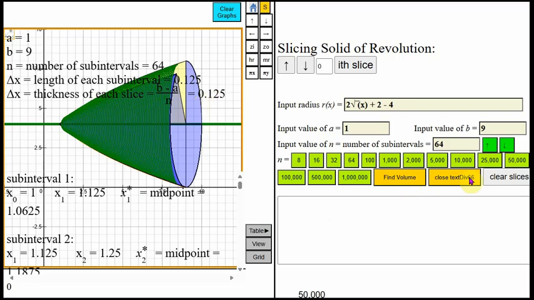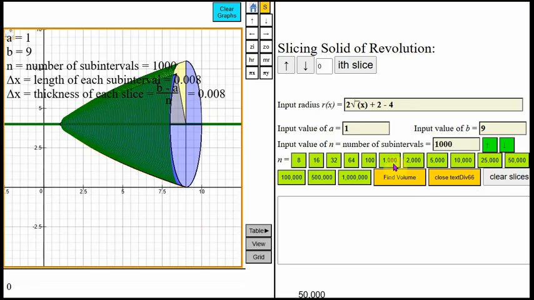Eventually what we want to do is divide the solid into many slices. Here I divided it into 1,000 slices, and this is the thickness. Here's 100,000 slices, then the thickness of each slice will be 0.00008. And then here I'm dividing it into 1,000,000 slices, so the thickness of each slice will be 0.000008.